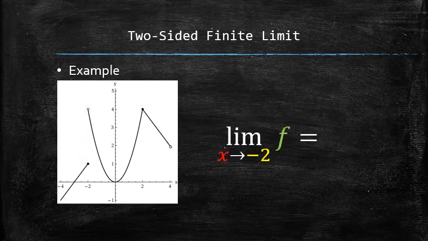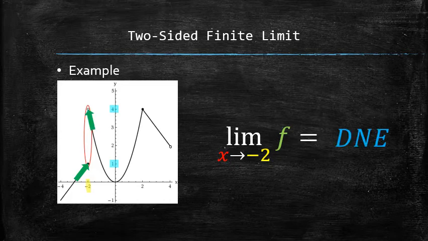To find the limit, we need to determine the value which the function approaches as x approaches -2 from the left and the right. It is easy to see that the function approaches 1 from the left and 4 from the right. Therefore, the limit doesn't exist.